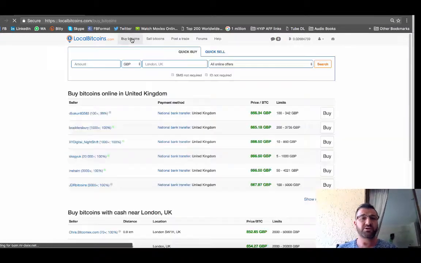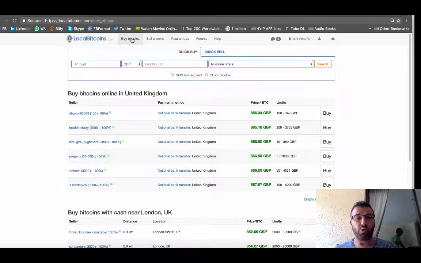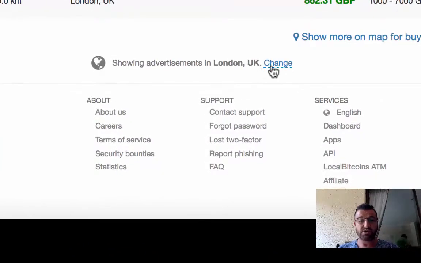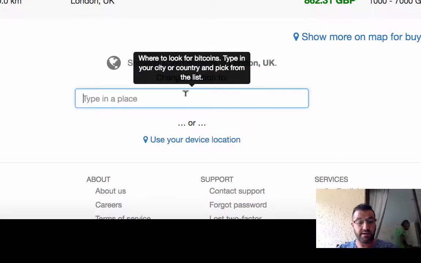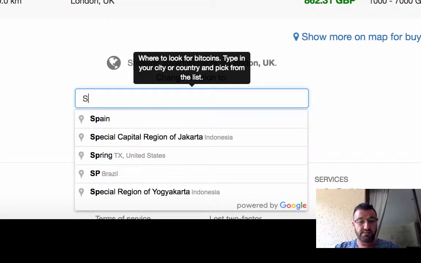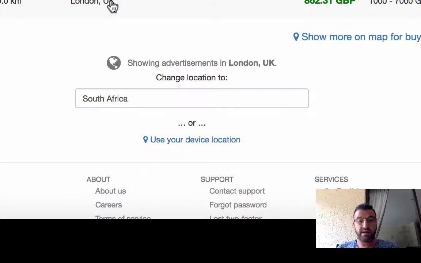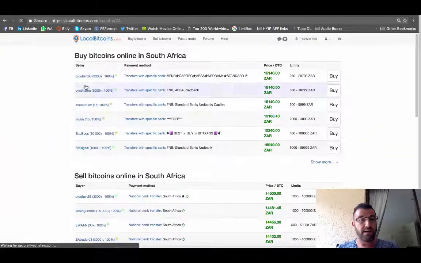Firstly, before I do that, I'm going to show you how to buy Bitcoin. So very, very simple on how to buy Bitcoin. Choose your country at the bottom here. So scroll down to the bottom. So it says London, UK. I'm definitely not in London, UK. So I'm going to change that to the country that I'm in, which is South Africa. And you'll notice that all my amounts here will change into South African Rand.